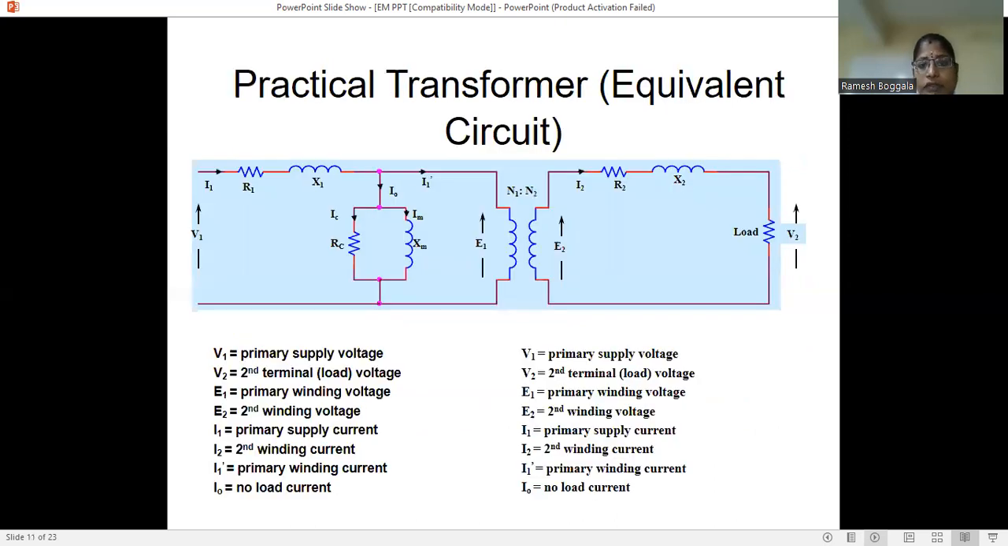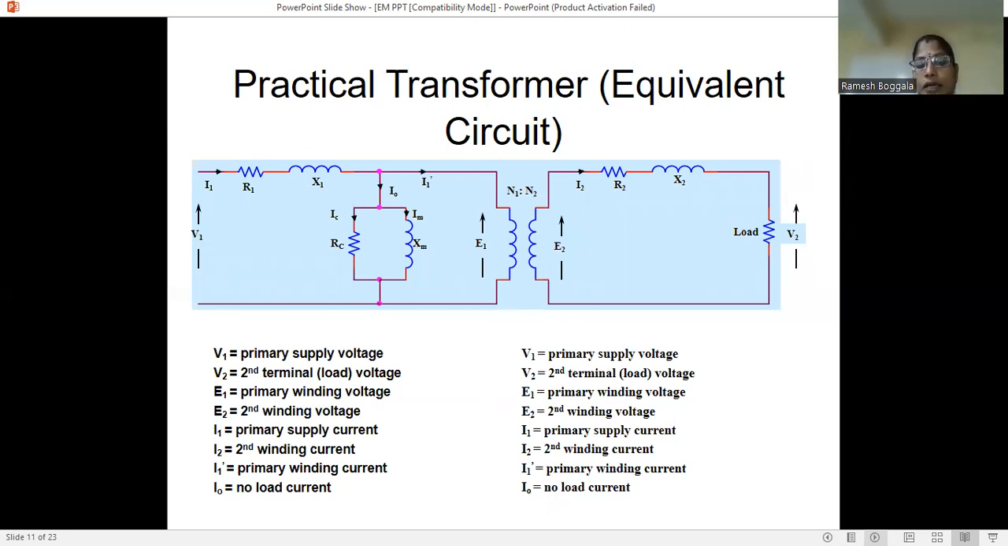Okay. So what is the practical transformer? Here, this is the practical transformer circuit diagram. R1 and X1 are the primary resistance and reactance. R2 and X2 are the secondary resistance and reactance. Here, I0 is the no load current, made up of IM and IC.